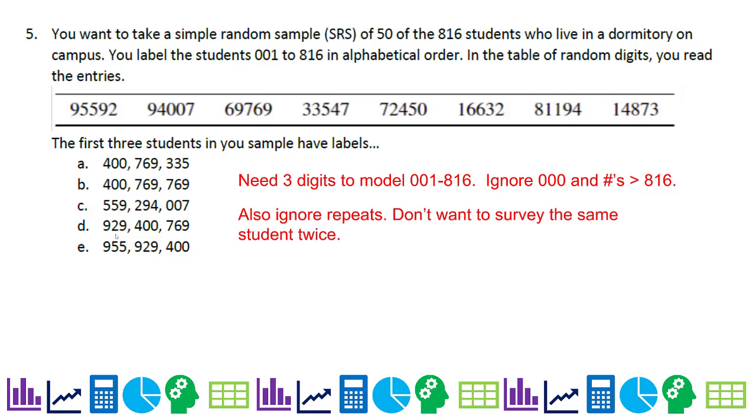So if I list out in groups of 3, I need 3 digits. Here, I just went ahead and did extra. This should be more than I need. And first of all, I can see I cannot use student 955 or student 929 because they don't exist. I have to ignore numbers greater than 816. Then you see I actually do have a repeat there. 769 is repeated twice. So my first 3 students are 400, 769, and 335.